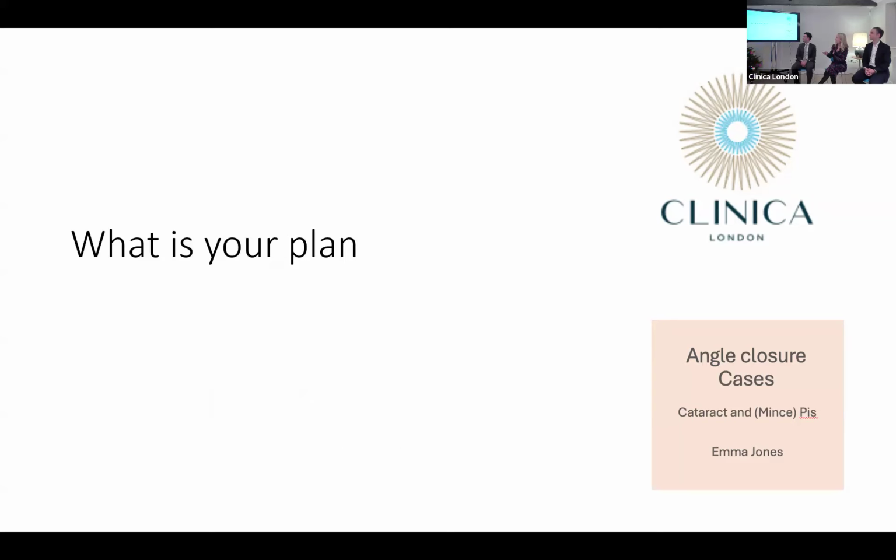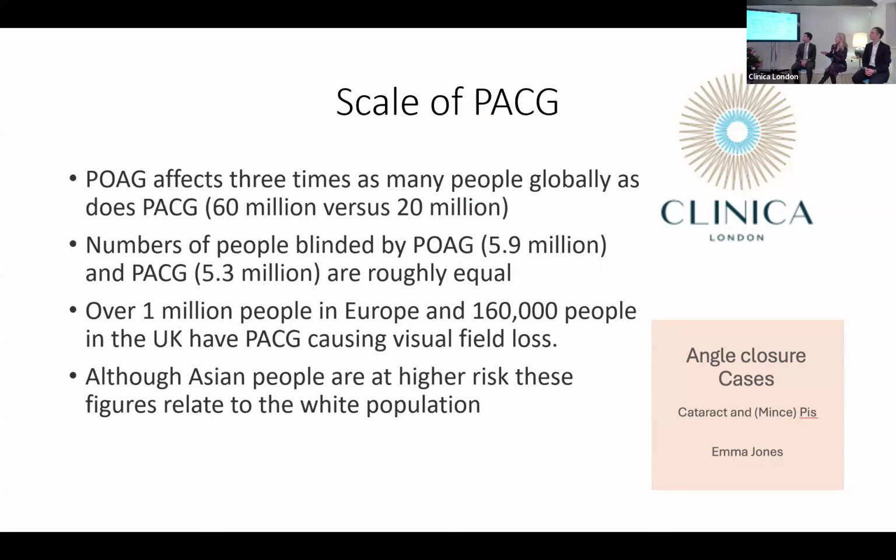So, very nice man. So what is your plan, which we've kind of talked about? And on the scale of primary angle closure glaucoma, I think we've talked down a little bit the risk of going into acute angle closure, but it's still a cause of vision loss. So you want to pick up patients and treat them appropriately. And it's a problem for European people as well as for the Asian population, who have smaller eyes.